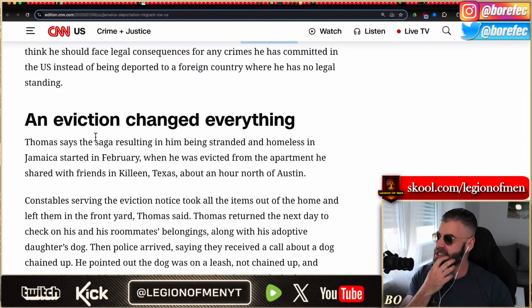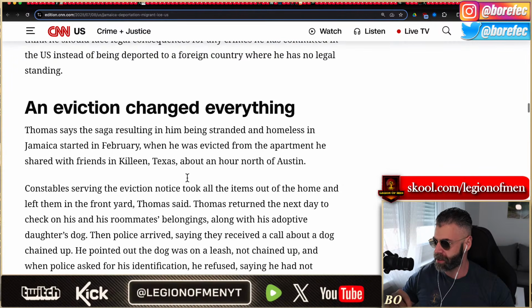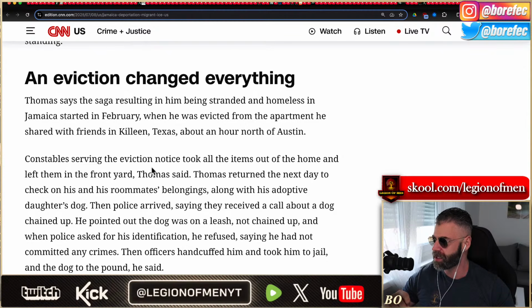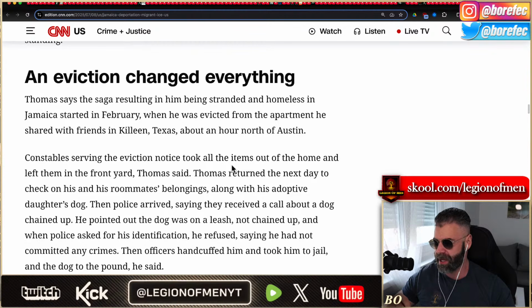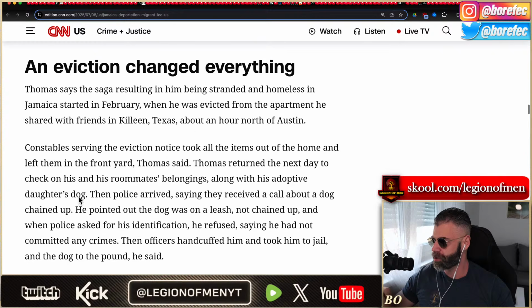So Thomas says the saga resulting in him being stranded and homeless in Jamaica started in February, when he was evicted from an apartment he shared with his friends in Texas, about an hour north of Austin. Constables serving the eviction notice took all the items out of the home. Imagine letting it get to that point. And left them in the front yard, Thomas said. Thomas returned the next day to check on his and his roommate's belongings, along with his adoptive daughter's dog.